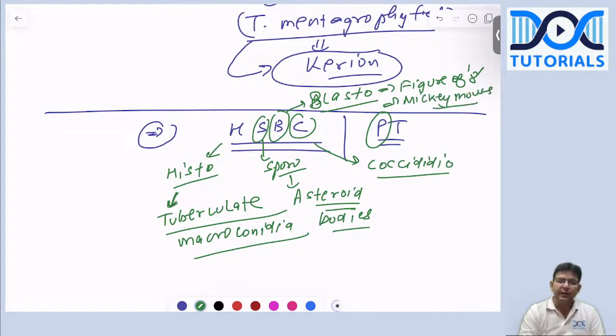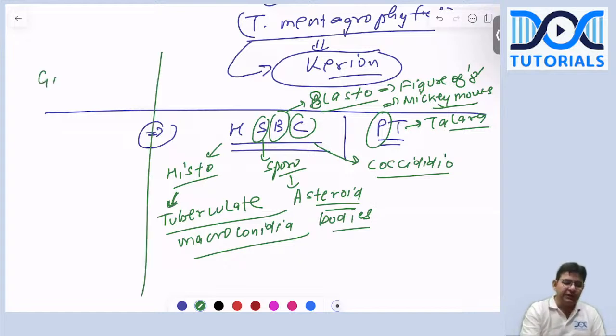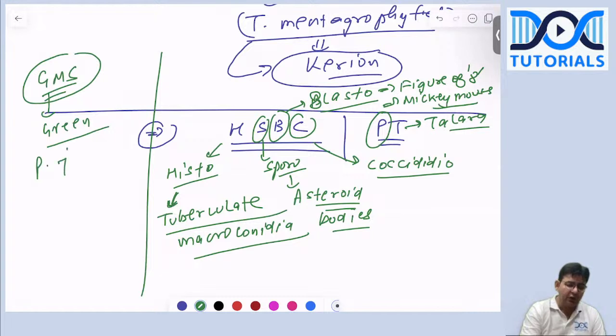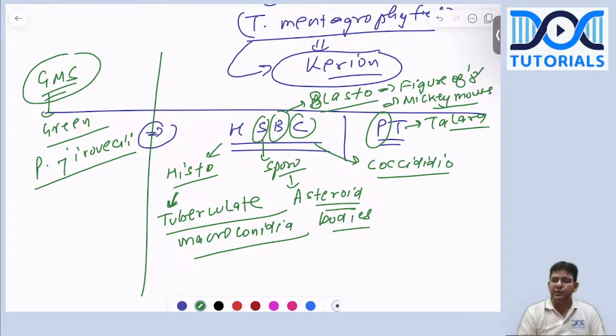And T is Talaromyces, which has the brush border conidial arrangement that looks like a Harry Potter broom. GMS, Gomori methenamine silver, stains in which color, guys? It stains green, used for which particular fungus? The controversial fungus Pneumocystis jirovecii, which causes pneumonia in HIV positive patients with count less than 200. It is an atypical pneumonia that doesn't involve the lobes. And drug of choice is what? Cotrimoxazole.